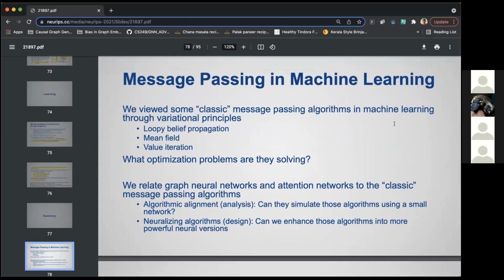And the kind of questions we asked were in the analysis, how can we align algorithms? Can we see how we can simulate any of those algorithms using a small network? And how can we neuralize algorithms? And can we enhance those algorithms into more powerful neural versions using parameters that can enhance the expressivity and approximation capabilities of the more classic message passing algorithms?